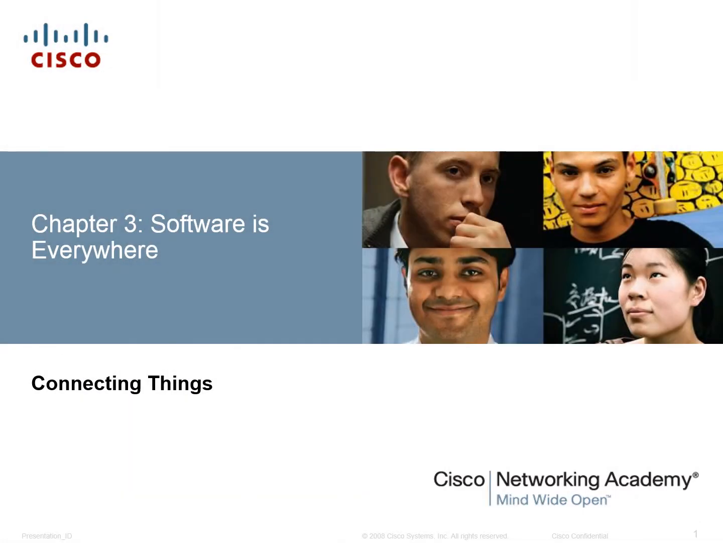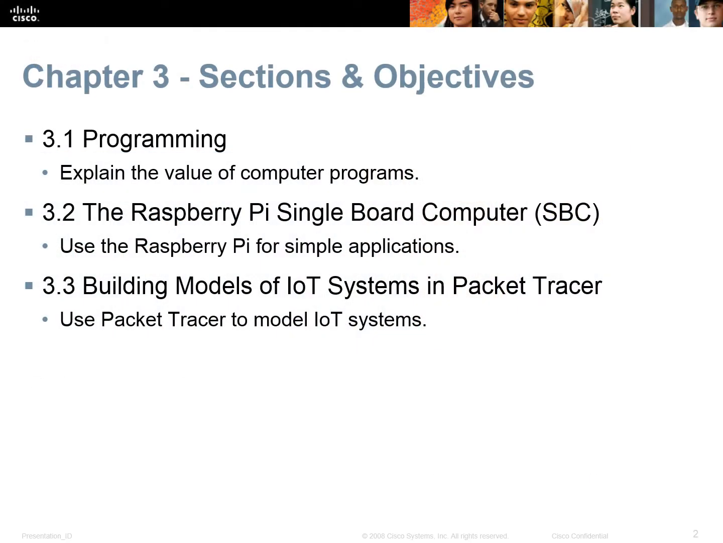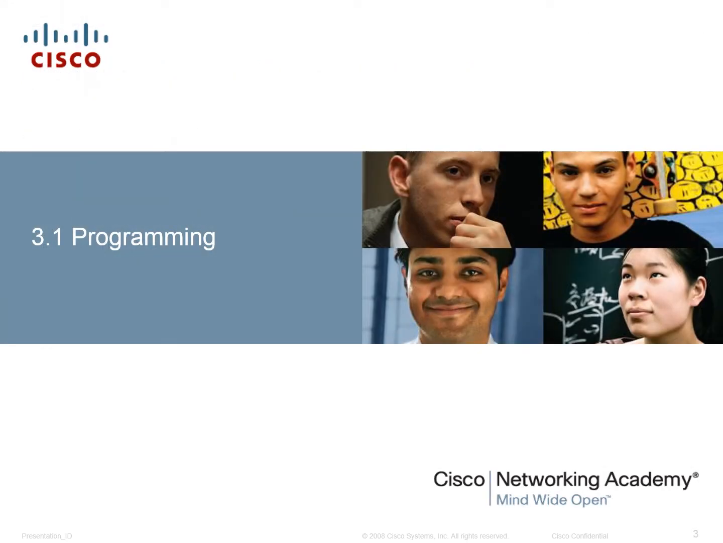This is the video discussion for Chapter 3 entitled Software is Everywhere. In this chapter, we are to explain the value of computer programs. We'll look into the use of Raspberry Pi for simple applications and Packet Tracer to model IoT systems. Programming, first part in Chapter 3.